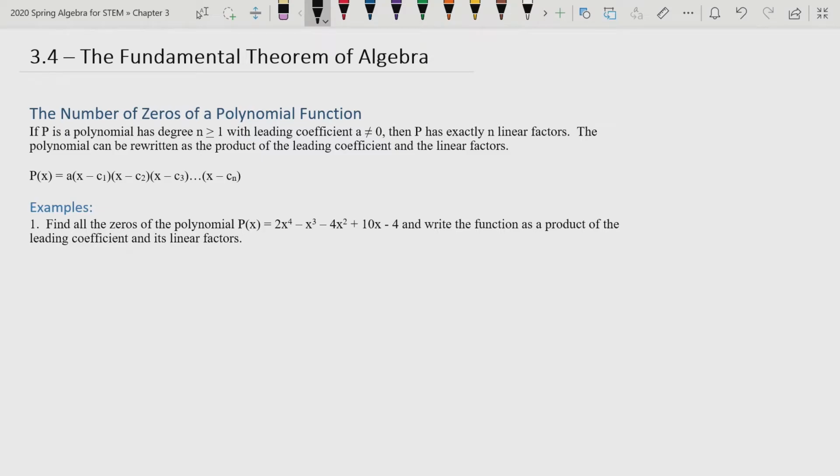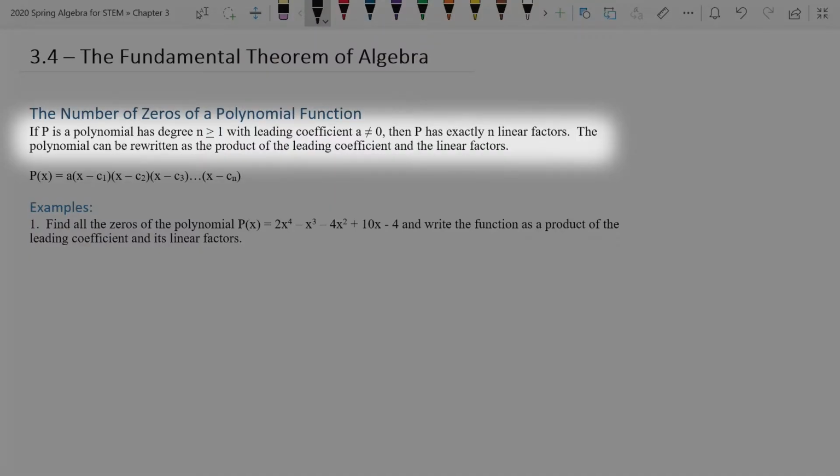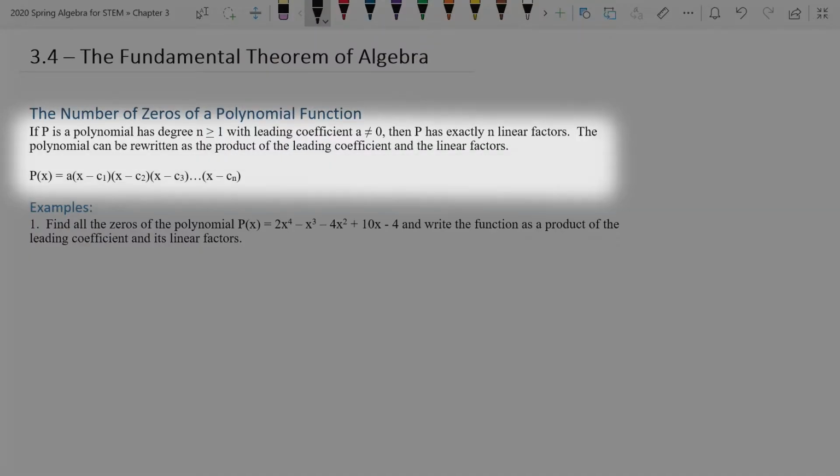Section 3.4. The Fundamental Theorem of Algebra. The fundamental theorem of algebra tells us if p is a polynomial of degree n, then p has exactly n linear factors. The polynomial can be rewritten as a product of its leading coefficient and all of those linear factors.